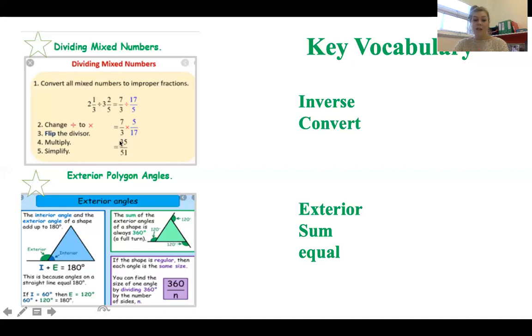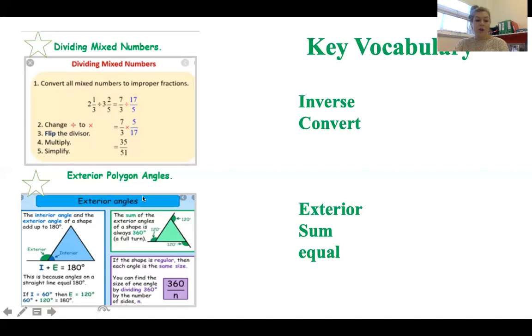You can leave your answer like this, or you can simplify if you can. If you are given an answer as an improper fraction, again, you may want to convert it to a mixed number. The second topic, looking at exterior polygon angles.